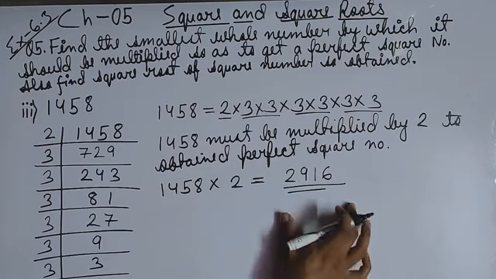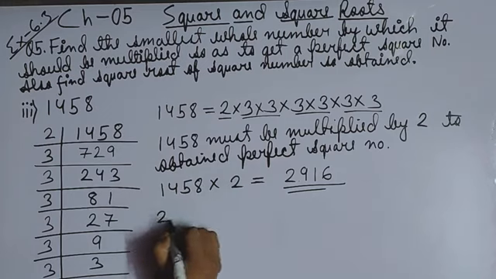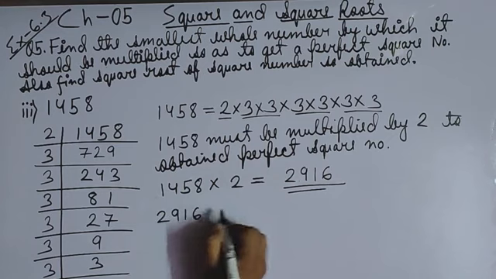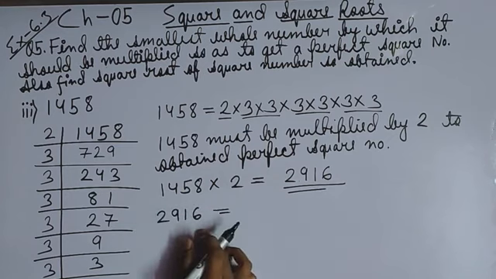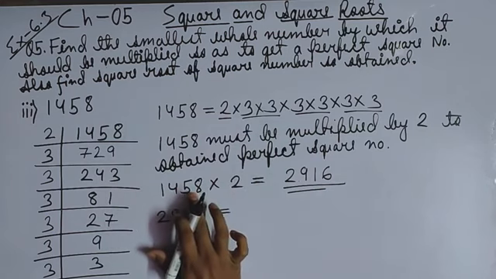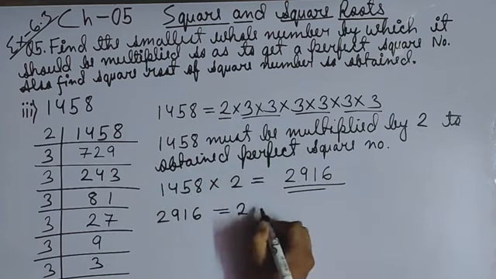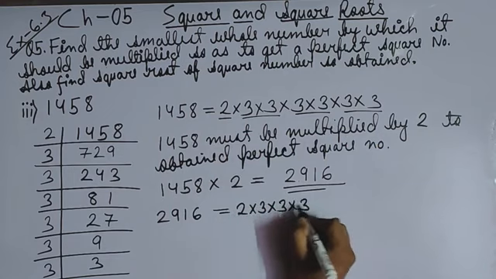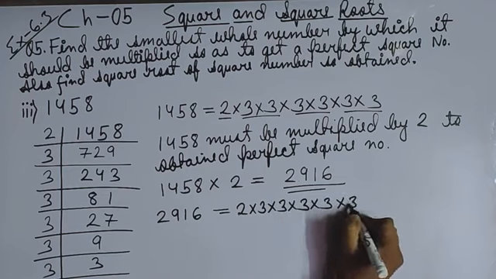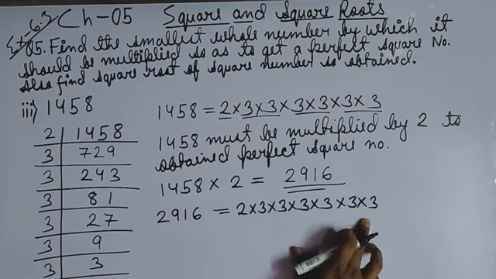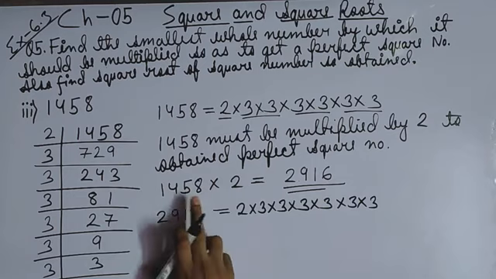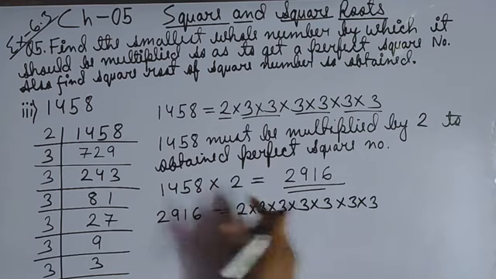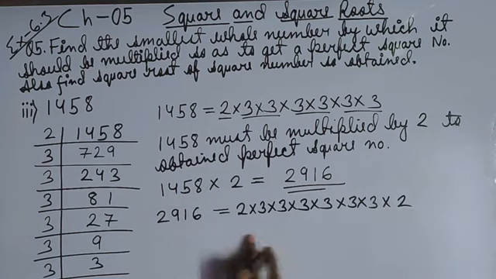Now we have to find out the square root of this 2916. So you know that 2916 is obtained by multiplying 1458 by 2. So when we are finding out the factors, 1458 के factors लिखेंगे. We will write down the 1458 factors, that is 2 multiply 3 multiply 3 multiply 3 multiply 3 multiply 3 then multiply 3. This was a factor of 1458. Since 2916 is obtained by multiplying 1458 by 2, so again there will be one more 2 in the factor of 2916. Now we will form the pairs.